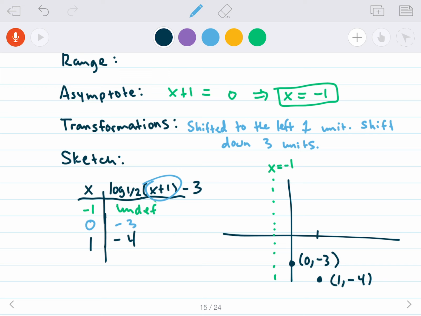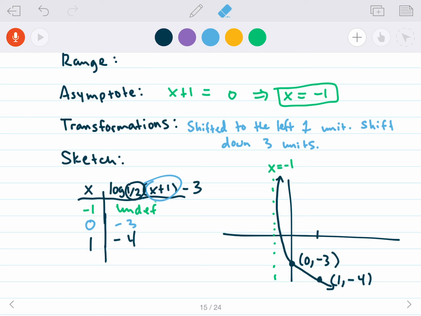Okay, so as I said before, since the base is less than 1, it's 1/2, this thing is going to be decreasing, but it's still going to be hugging that vertical asymptote. So our sketch is going to look something like this. So it's decreasing, but it's still hugging the vertical asymptote. Okay, so that's our sketch.